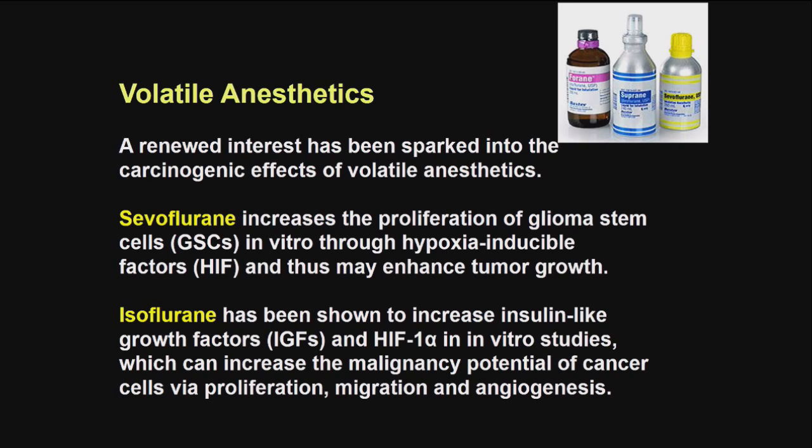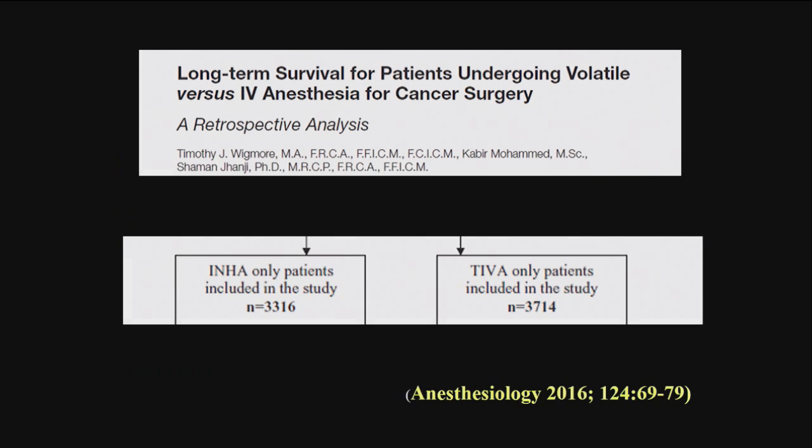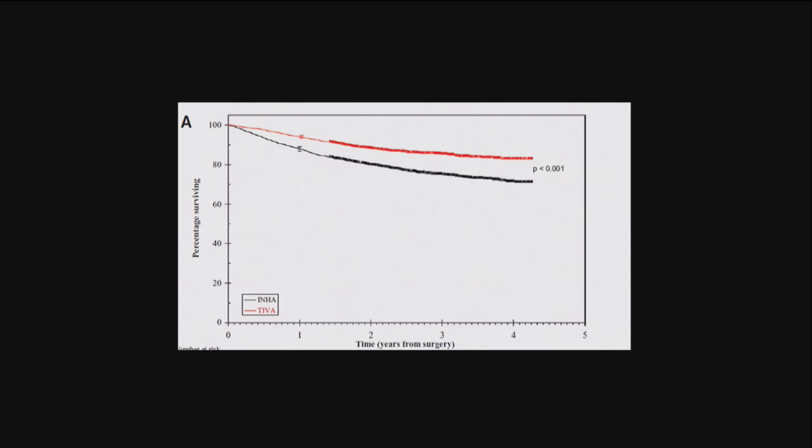In fact, we are just starting a study looking at 2,000 patients, one group inhaled anesthetic, one propofol, to see in thoracic, GU, and hepatobiliary surgery if it makes a difference in 2 years incidence of metastasis. One interesting study that came out from England just last year analyzed a lot of patients. I'm not going to show you the whole data, but they ended up with 3,000 patients in each group of inhaled anesthetic versus TIVA. And if you look here, this is the total survival.